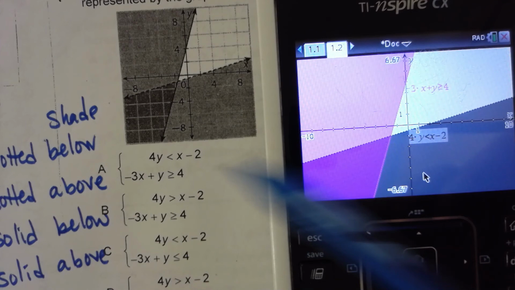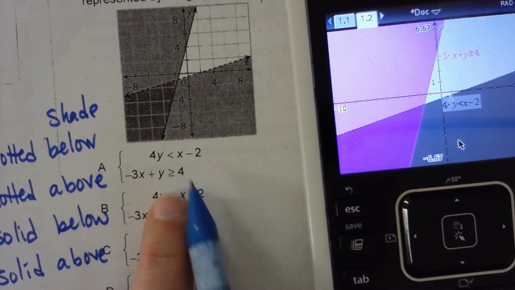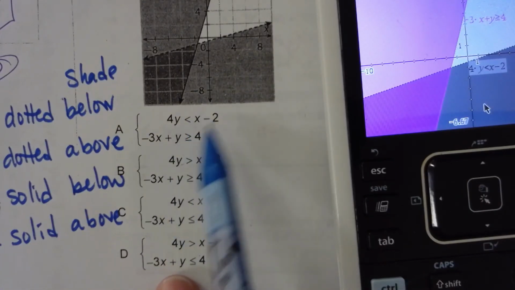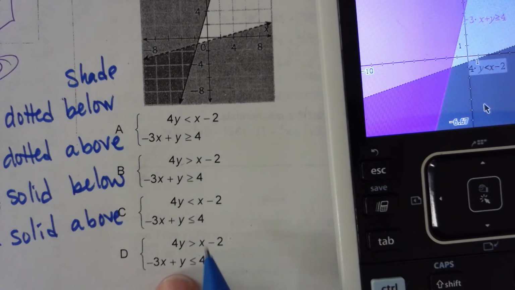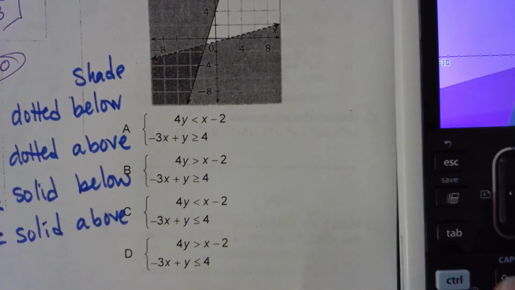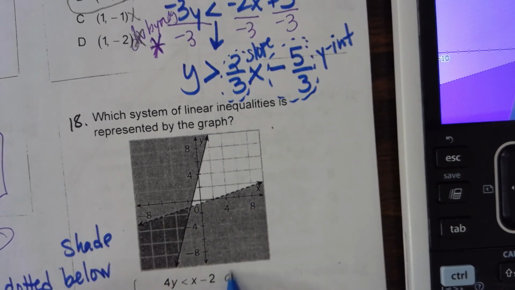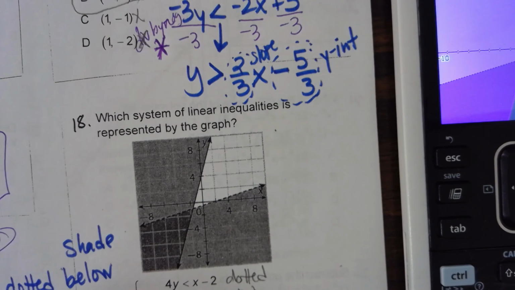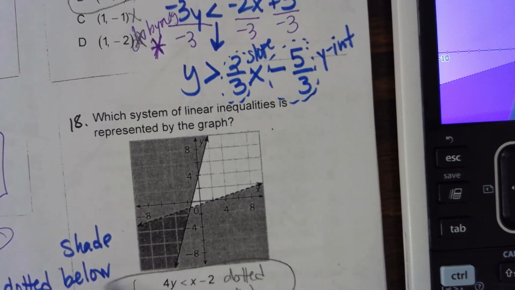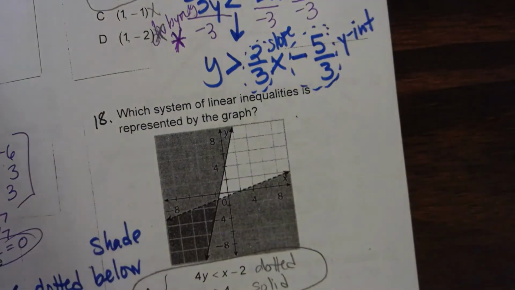What I'm noticing is that all of my answer choices are exactly the same equation, so I know my lines are right. So basically we're only looking at solid or dotted. So the first one needed to be dotted. The second one needed to be solid. Shaded the right way. So I think that's good. Okay.